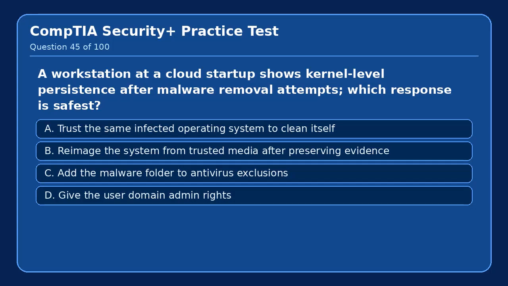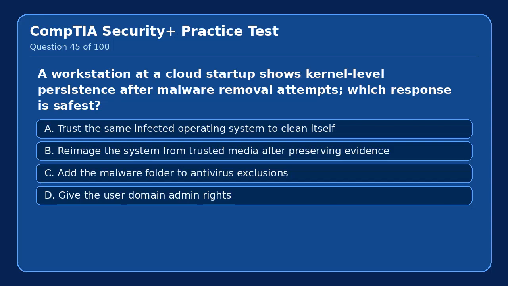The answer is D. Endpoint detection and response. EDR monitors endpoint activity and can detect, investigate, and respond to suspicious behavior. Modems, label printers, and cable donors do not provide endpoint behavioral security monitoring.